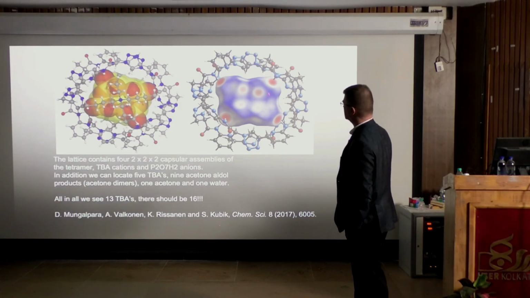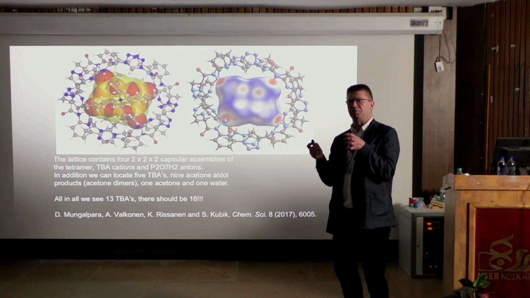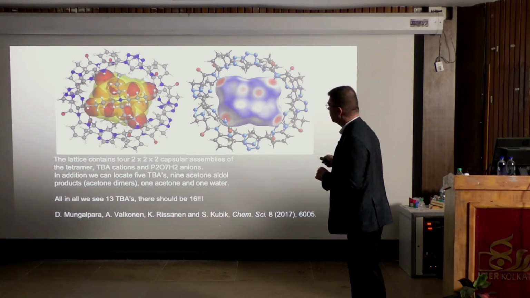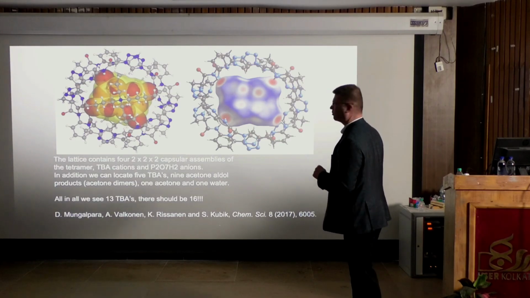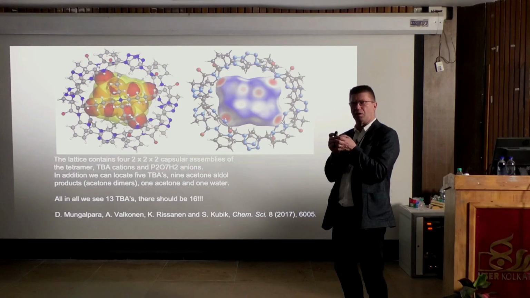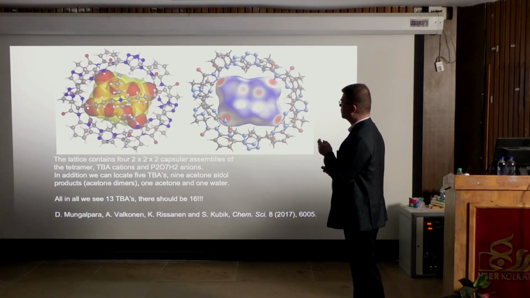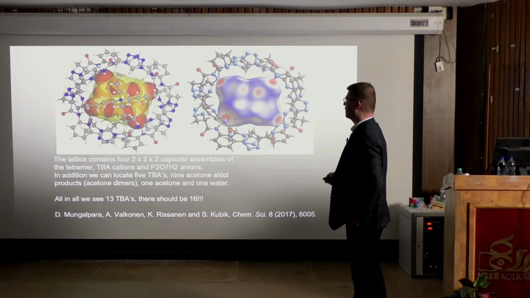And this is the so-called Hirschfeld surface, which tells you that there is a really strong interaction of the anionic species with the microcycle. So it traps it, but it cannot trap it 1-to-1. It traps it in a 2-to-2 fashion. And then the cations are blocking there. So in the lattice there were 4 of these capsular entities, TPA cations, and then the phosphate anions.